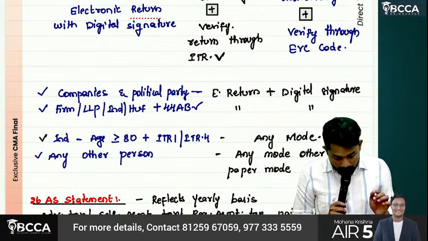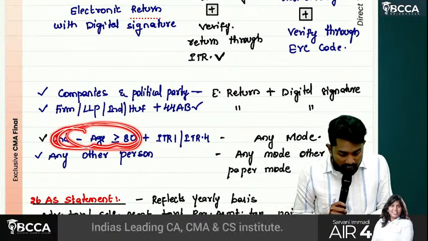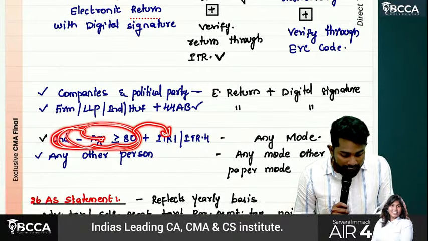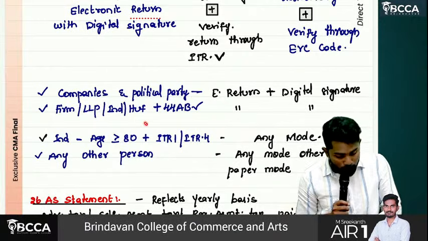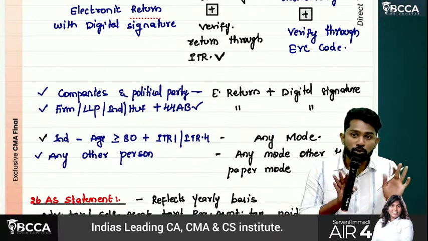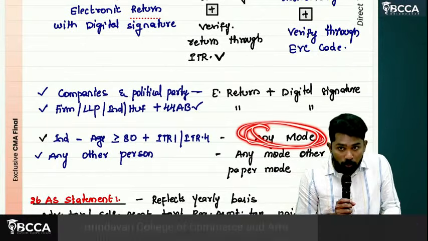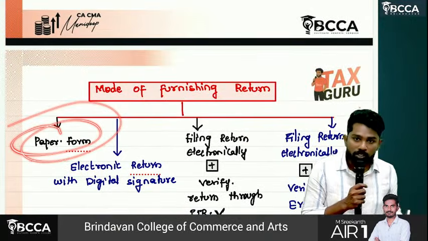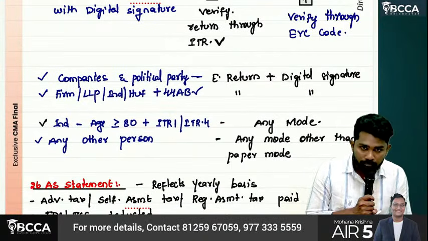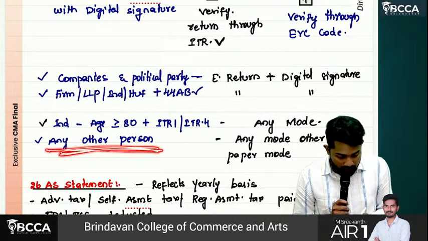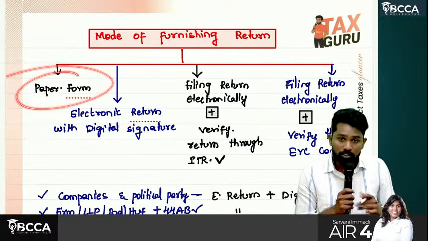Then paper mode is available only for an individual whose age is greater than 80 and who is filing ITR 1 or ITR 4. ITR 1, he doesn't even have business income. ITR 4, he has business income but opted for the presumptive scheme. Then such a person can file in any mode. Even paper form is available, but even those people we never saw filing paper form. Then the last one, sir, any other person. Any other person can file through any of these three modes except paper form.